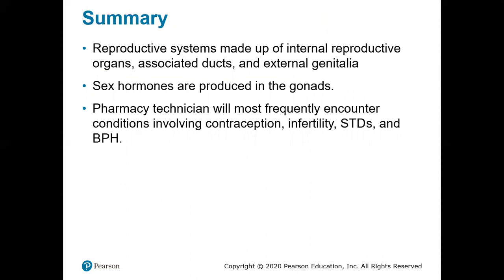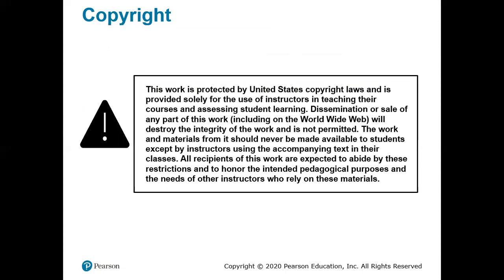So in summary, on page 577, the reproductive system is made up of internal reproductive organs, associated ducts, and external genitalia. Sex hormones are produced in the gonads, and pharmacy technicians will most frequently encounter conditions involving contraception, infertility, STDs, and BPH, which of course is the reason we address this particular topic. So that is chapter 33, the reproductive system.